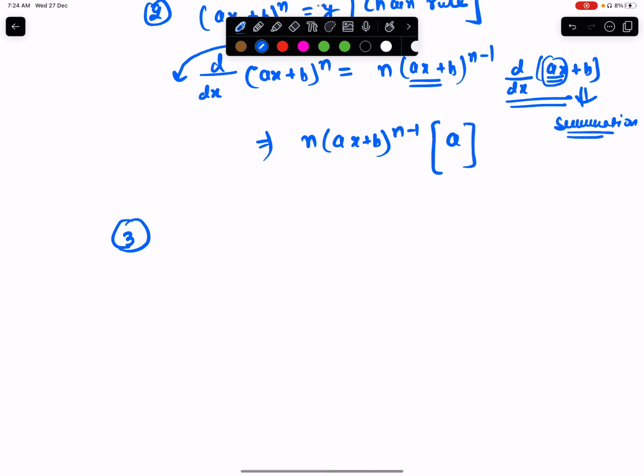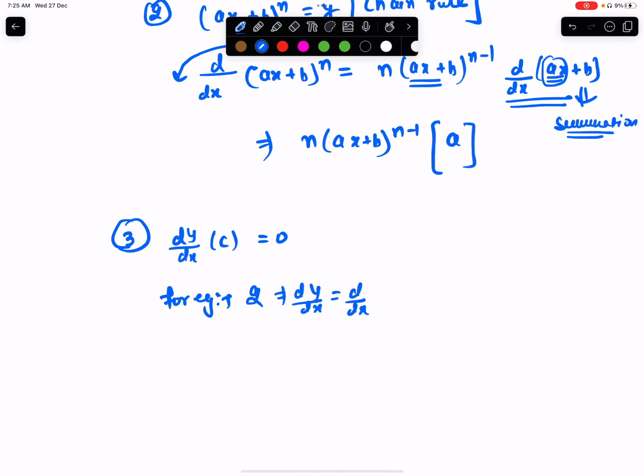So let's see. Now the third property is the derivative of a constant. dy by dx of a constant number is always 0. For example, we have to find the derivative of 2. So the derivative of 2 is dy by dx equals d by dx of 2, which equals 0. Similarly, here the derivative of b is 0.